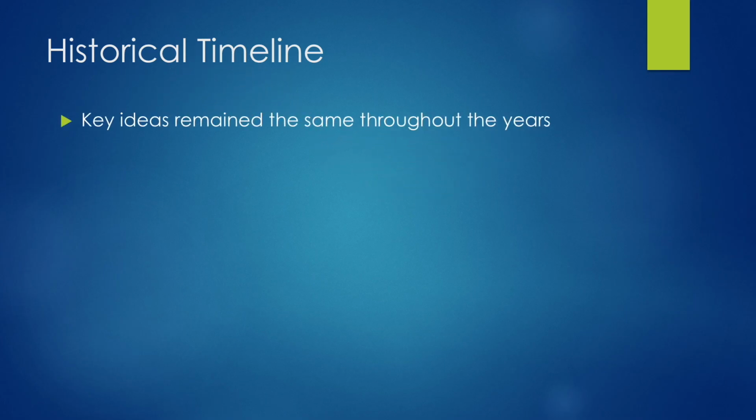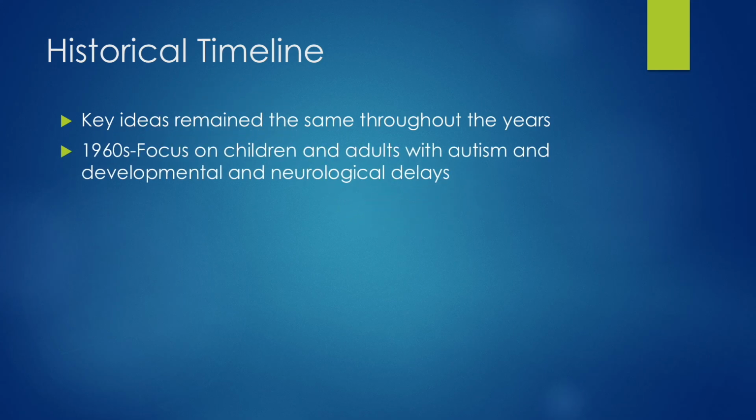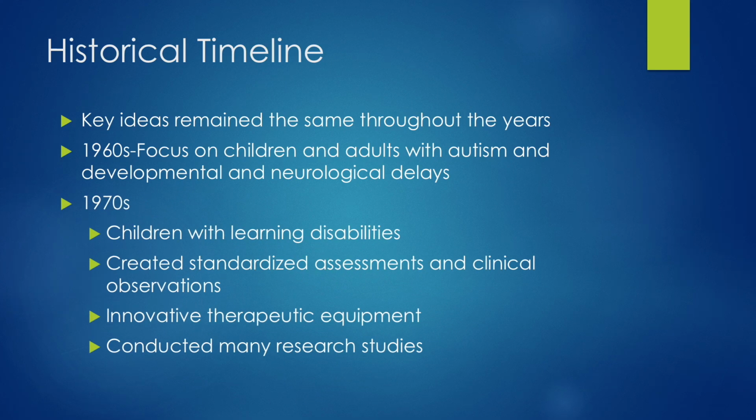Ayres worked on the theory for a number of years. Throughout those years, the key ideas remained the same, but a few changed. In the 1960s, the focus was on children and adults with autism and developmental and neurological delays. In the 1970s, the shift was to children with learning disabilities. In addition, she created standardized assessments and clinical observations, innovative therapeutic equipment, and validated her findings through many research studies.